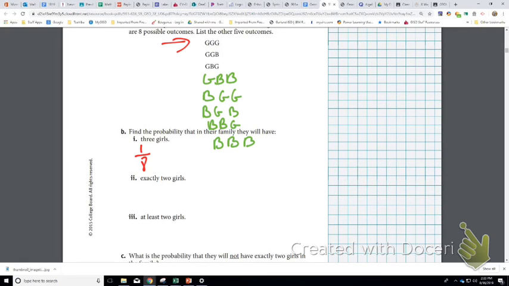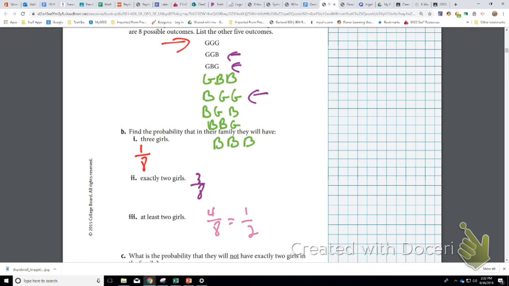Exactly 2 girls. Okay, so you got 2 girls here, 2 girls here. Where's the other one? Right here. So 3 out of 8. At least 2 girls. So what are they doing on that one? This is going to be the 4, right? So the 4 out of 8, or 1/2.